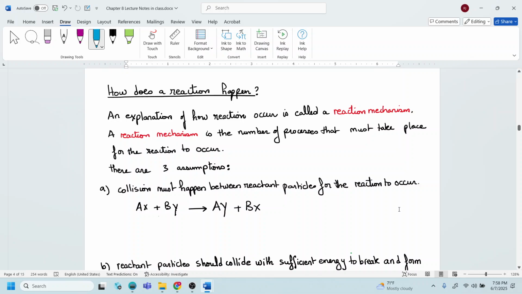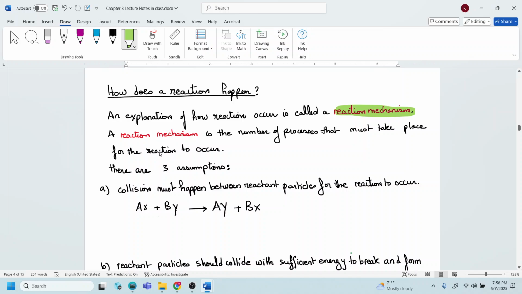So how does a reaction happen? To explain how a reaction is happening, there are a series of steps that the reaction undergoes, and we call these steps the reaction mechanism. So a reaction mechanism explains how bonds are broken and how bonds are formed. It's basically the number of processes that must take place for the reaction to happen. And for the reaction to happen, we mean for the product to be formed.